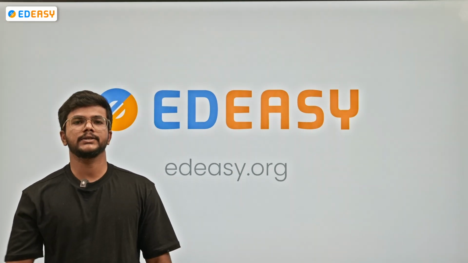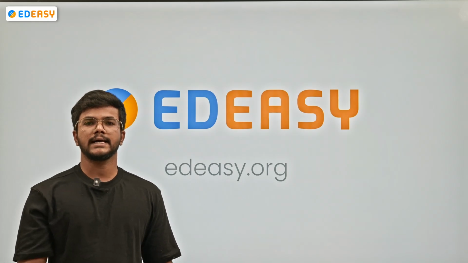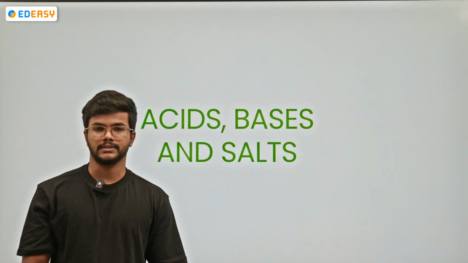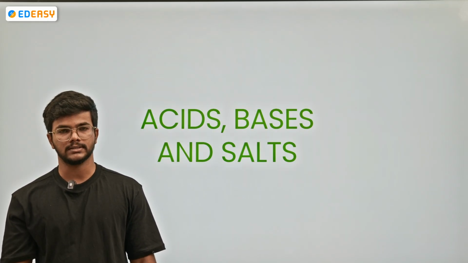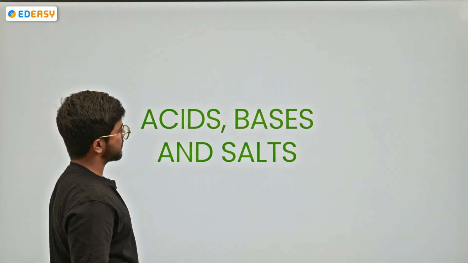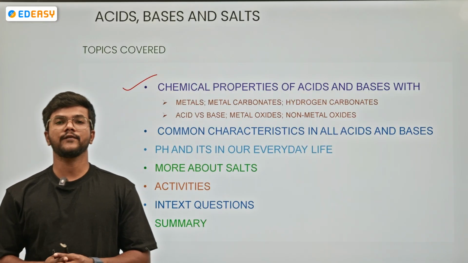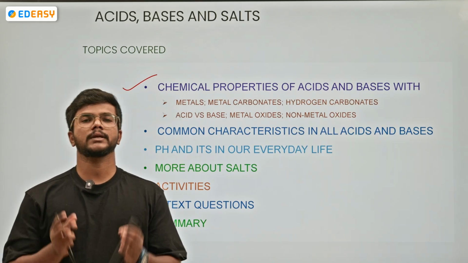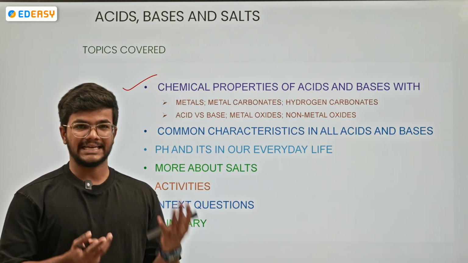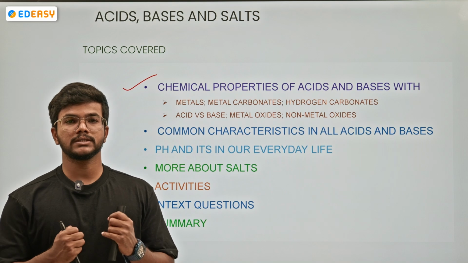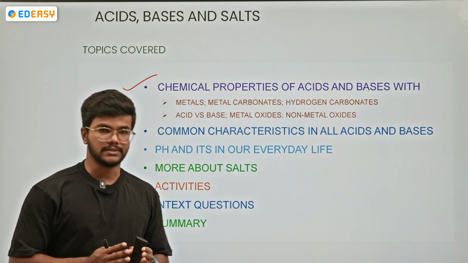So let us start Unit 2, acids, bases and salts. Okay. Chemical properties of acids and bases and common characteristics of acids and bases. So what are the common characteristics? It may be electrical conductivity, dilutions and reactivity of the acids and bases.